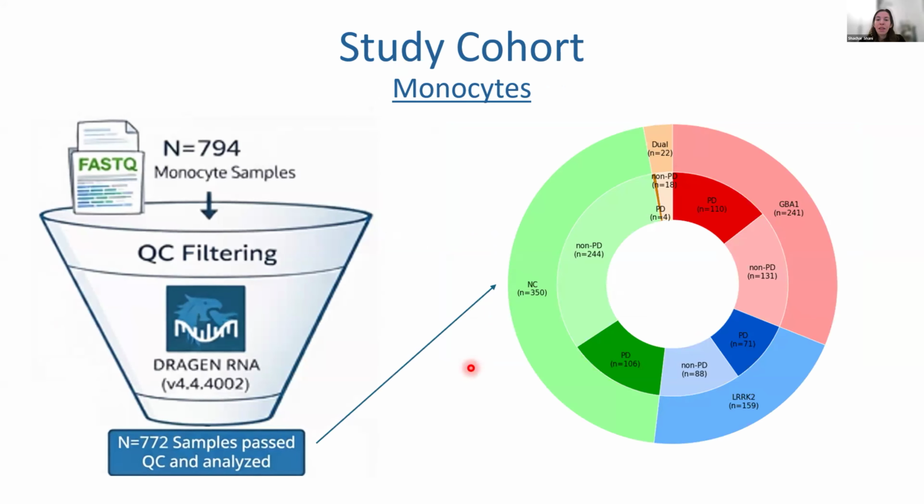After completing quality control, 772 samples passed QC and were included in the downstream analysis. This means that only about 2.8% of the participants were excluded due to QC filtering. Here you can see a pie chart showing the distribution of samples across genetic and clinical subgroups.